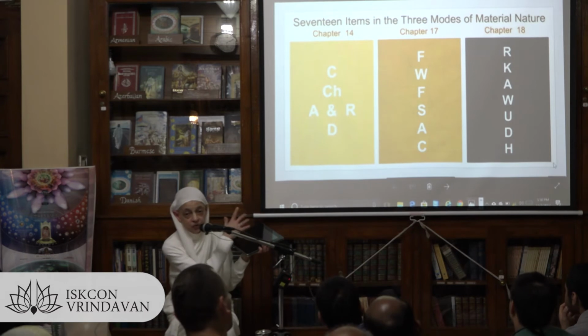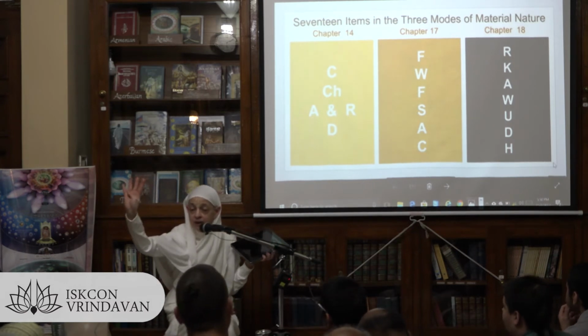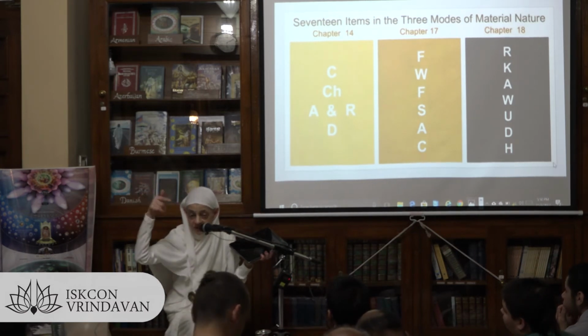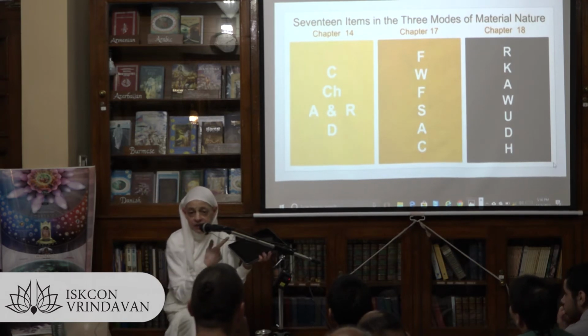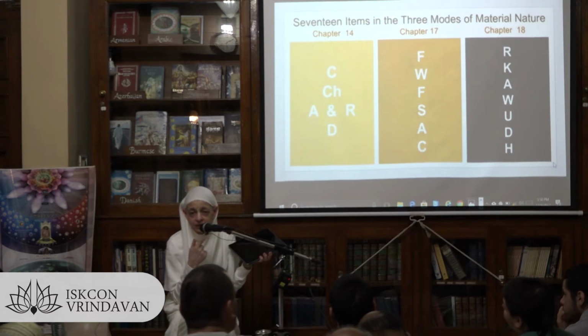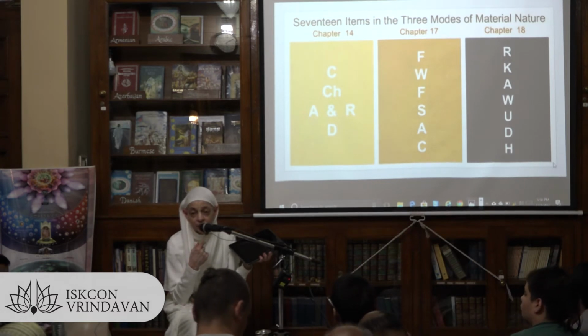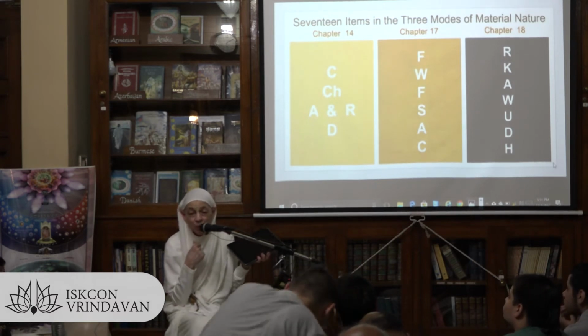So let's try that. So now you know 4 items in chapter what? 14. You know 6 items. You know 4 and 6. You know 10 already. We're going to tackle the big one now. Chapter 18 is coming up. And chapter 18 has 7 items in the modes.